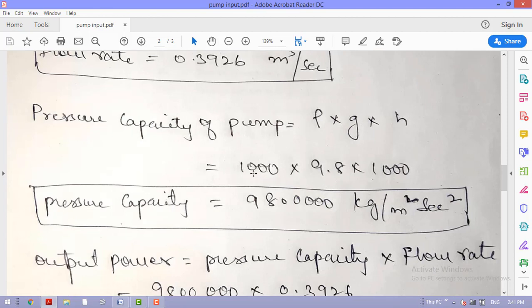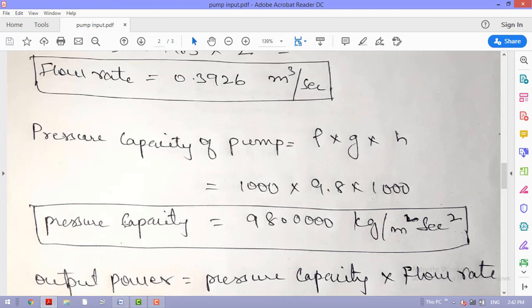Then I'm just quickly substituting the value 1000 as the density of the water, and 9.8 meter per second square as the acceleration due to gravity, and 1000 meter as the height of the water. So the final answer what I got is 9.8 into 10 power 6, or you can say 98 into 10 power 5 kg per meter second square, which is nothing but the pressure capacity of a pump.